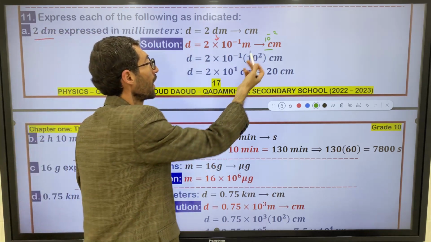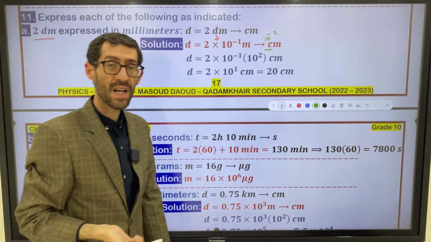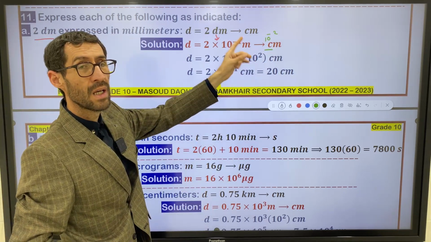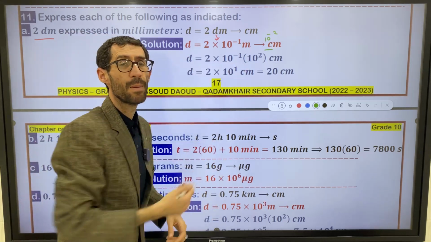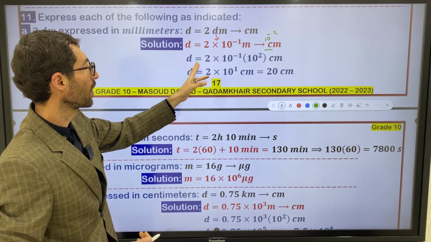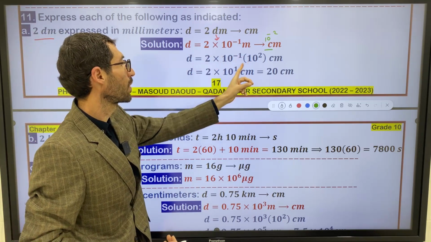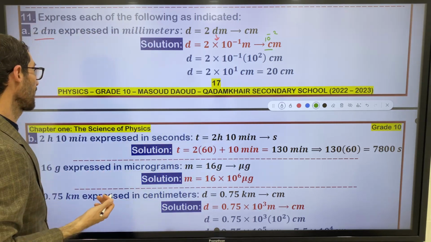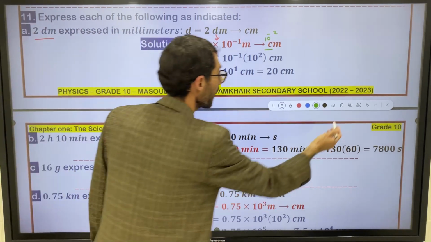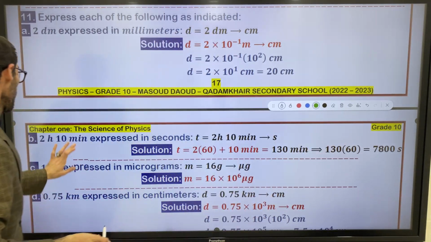That's why you have to remove this negative sign and it will be 10 to the power 2, right? So right now multiply these numbers to get the final answer. It will be 2 times 10 to the power 1 centimeter, or simply we can say 20 centimeters. Let's move on to another question.